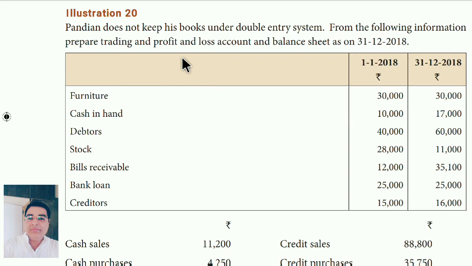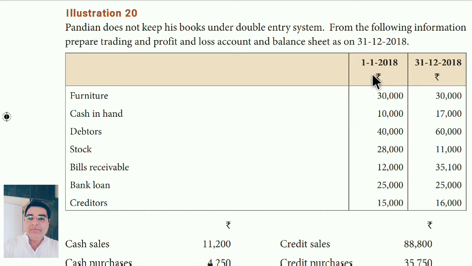Today we are going to discuss class 12 illustration 20, the last illustration and an important illustration. How to do this sum? See, Pandyan does not keep his books under the double entry system. So double entry system means first chapter, 5 mark sums. So this sum will be asked in the 5 marks. So now how to prepare this?